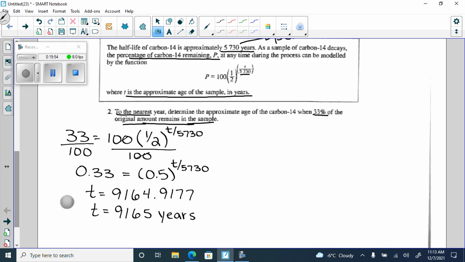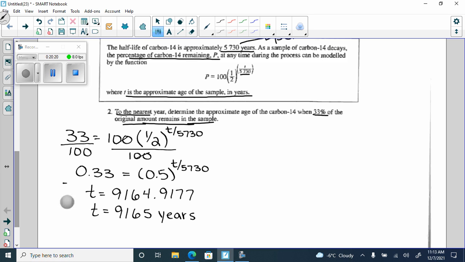And if this is a written response, I would say, it says the approximate age, and you have to reiterate what's in the statement. So about carbon-14. So the approximate age of the carbon-14 when 33% of the original amount remains in the sample is 9,165 years. This was the only English I was really good at, because you literally just restate the stem of your question, right? Don't be lazy, right? Carbon-14 and stuff like that. They will dock you if you don't.